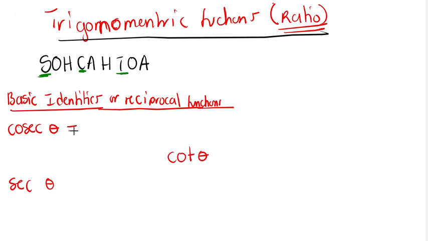If I say cosec, I mean its reciprocal, it is 1 over sine theta. Then sec's reciprocal is 1 over cos theta. Then cot's reciprocal is 1 over tan theta. Remember, these are just the basic identities, or the reciprocals.